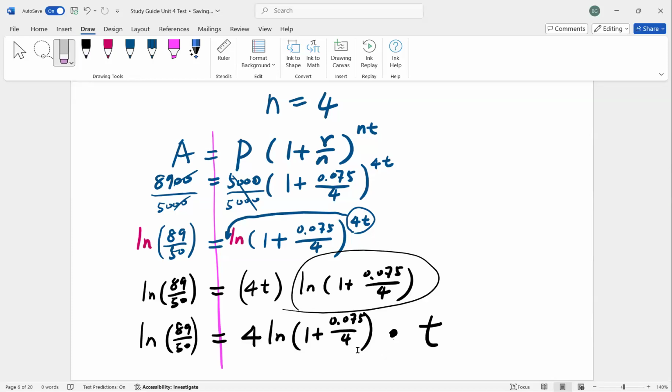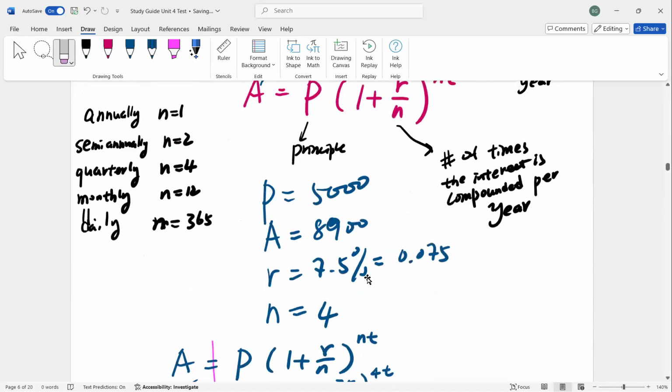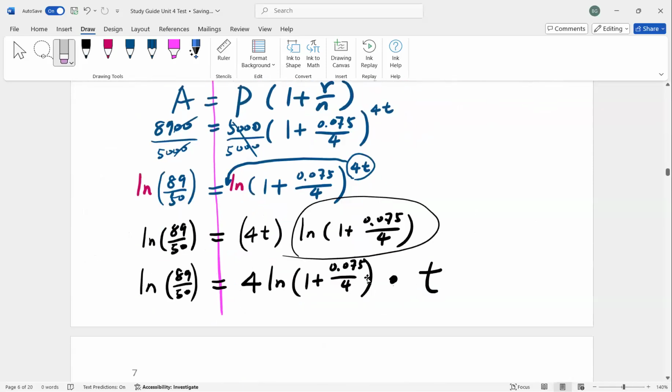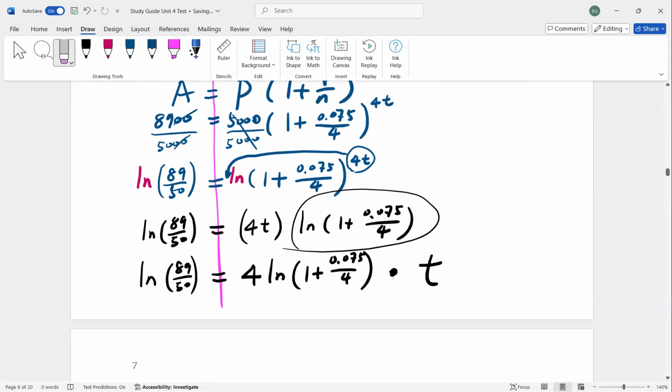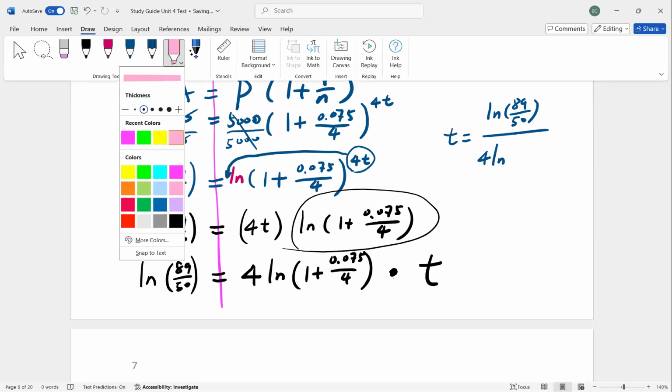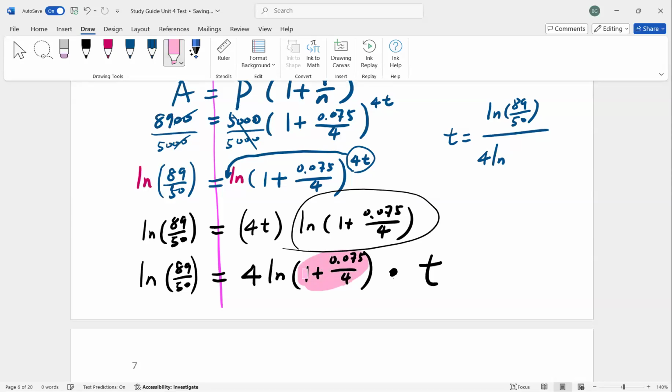We are going to solve for t. Isolate the t, divide each side by that. We have t equals ln 89 over 50 divided by 4 times ln. Maybe it's a good idea to just figure out what this is. If you feel like that is overwhelming, let's just figure it out. It should be a very simple thing to do. Use a calculator. I'm going to use my scientific calculator. You will be able to see it, but I will enter the value there.